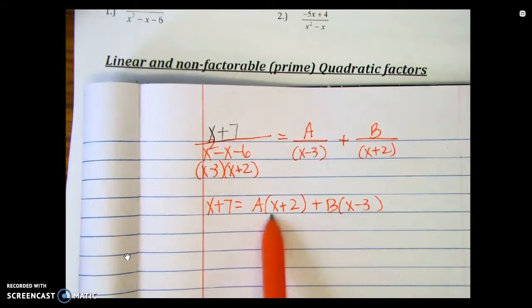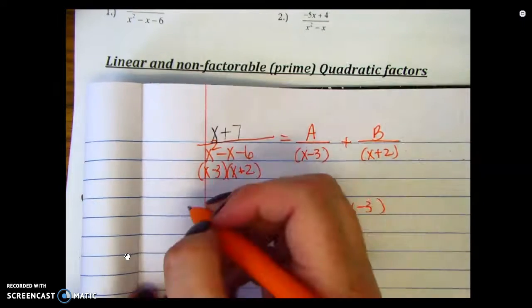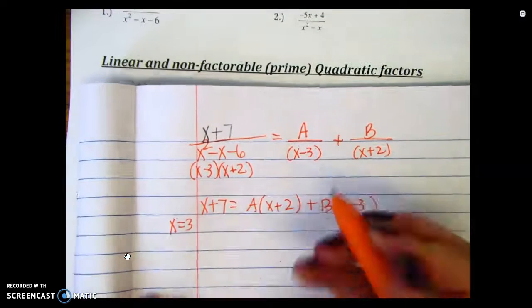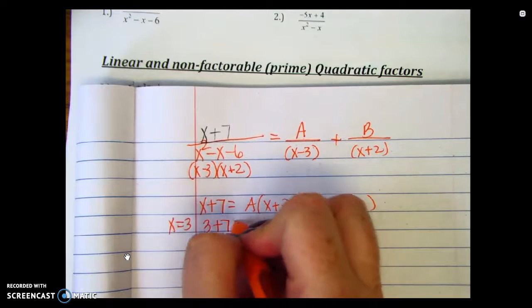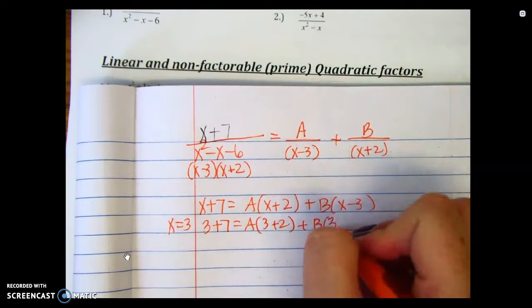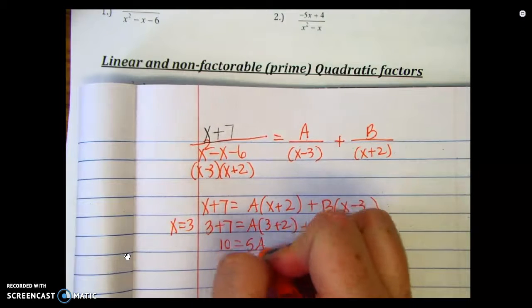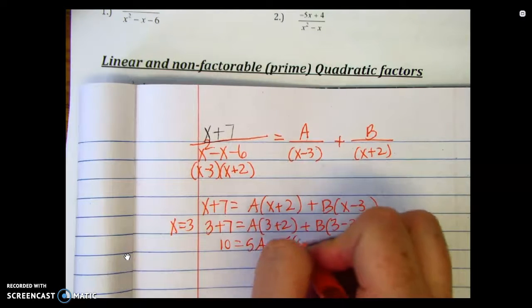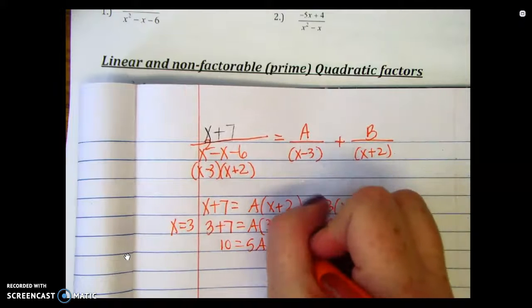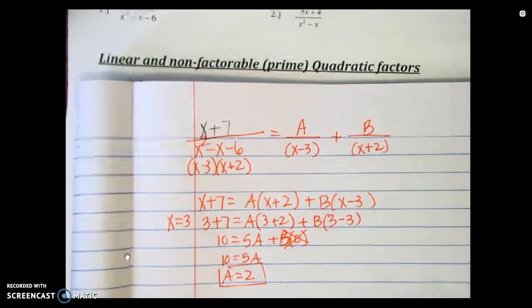So in this case, I could make x equals negative 2. If x was negative 2, this is going to go away. Or I could make x is 3. I'm going to do that first. So I'm going to let x equal 3, and I'm going to substitute. 3 plus 7 equals a times 3 plus 2 plus b times 3 minus 3. So this is 10. This is 5a. And this would be b times 0, which would just be gone. So then I have 10 equals 5 times a, so a would equal 2. So I have one of my values so far.